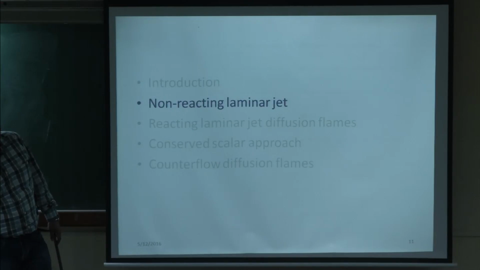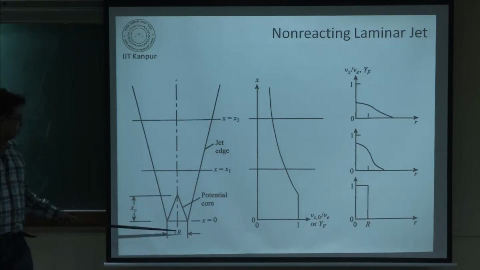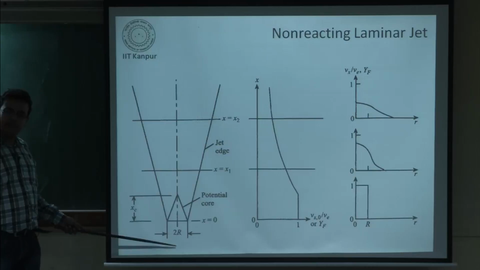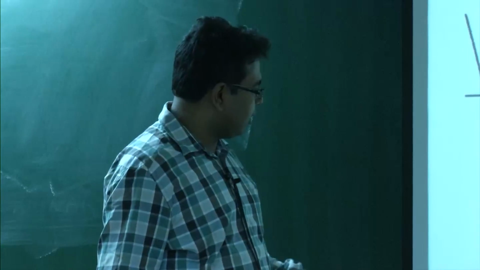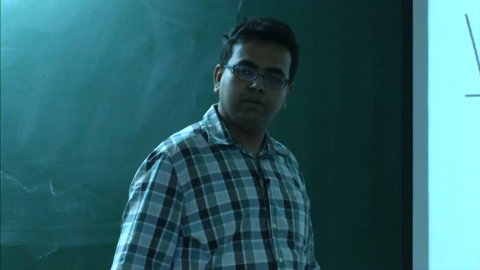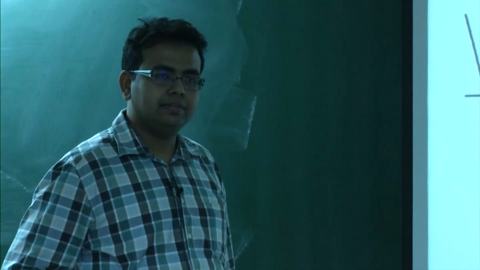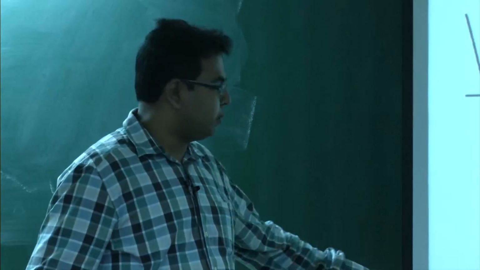So, now we will quickly go to the non-reacting laminar jet. There is no reaction. So, what is happening, we have a jet that is coming out, and then what do you see, that at the end of the jet you see a potential core, right. So, what is a potential core? So, any idea? Do you know about potential core?